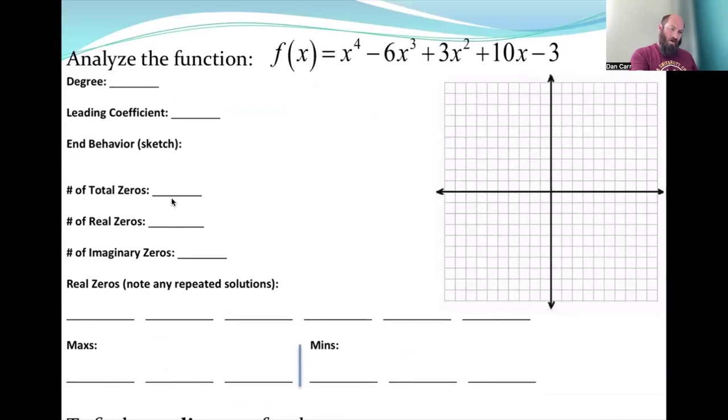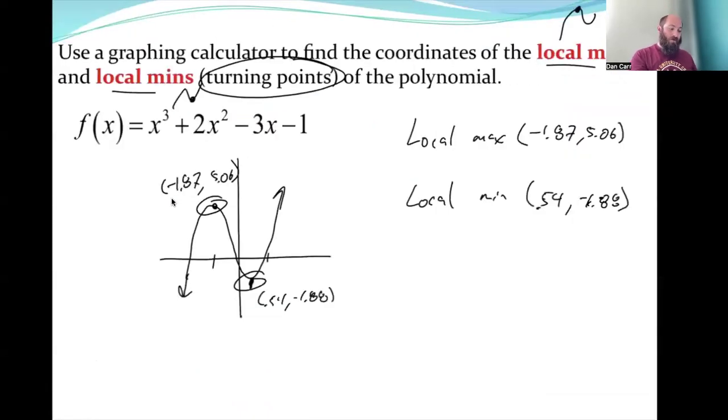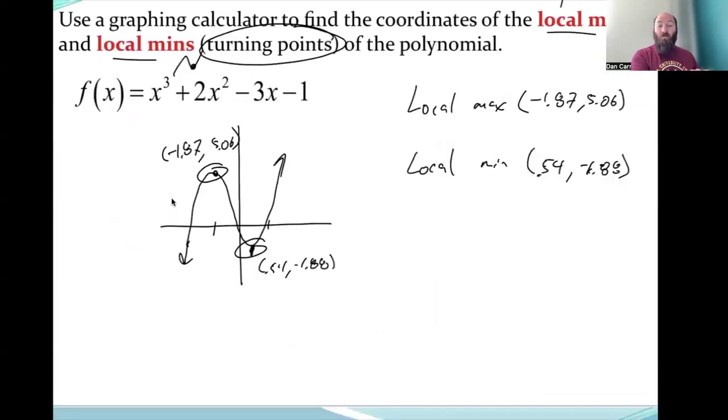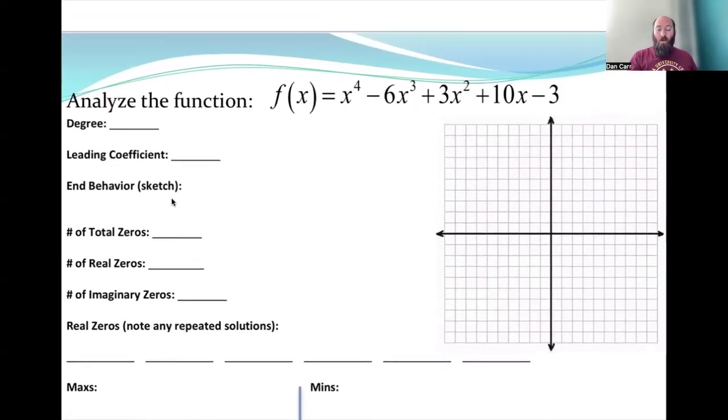So our last idea with this thing. Let's do a full analysis of our polynomial. Okay. So we have x to the fourth minus 6x cubed plus 3x squared plus 10x minus 3. Here's a couple things that I can do. Before I go to the actual graph and get everything on here, I'm going to analyze all these ideas here. So it's a fourth degree.